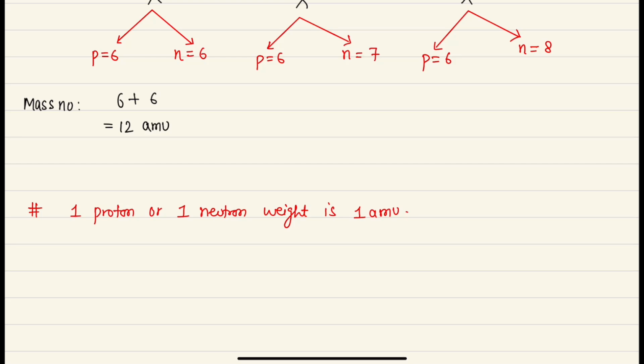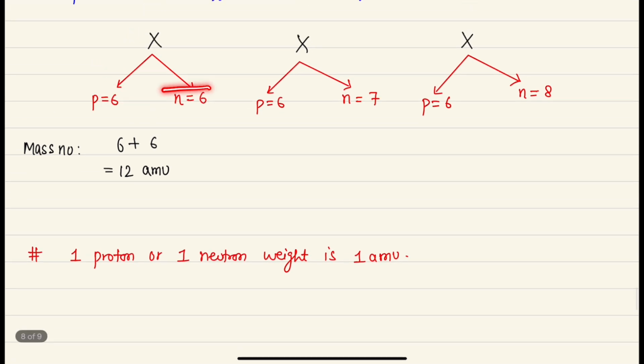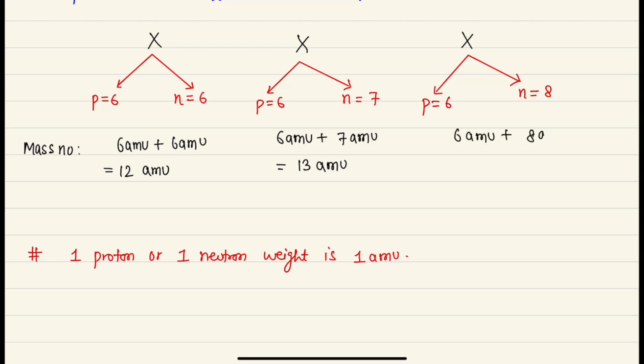Very, very important. Now you tell me, here how many protons? 6. Here how many neutrons? 6. So 6 mu plus 6 mu, how much will you get? 12 mu, and that is the mass number. Similarly here 6 mu plus 7 mu, we will get 13 mu, that is the mass number. Here 6 mu plus 8 mu, and you will get 14 mu as the mass number.